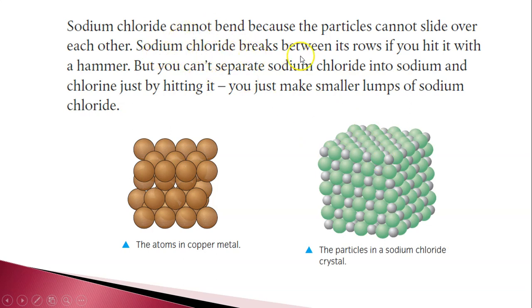The sodium chloride breaks between its rows if you hit it with a hammer. When you break a cube of salt with a hammer, it will break down, but we are not actually breaking it into sodium and chlorine separately. What you are making is a smaller piece of sodium chloride. You can't separate sodium chloride into sodium and chlorine just by hitting it. You just make smaller lumps of sodium chloride.